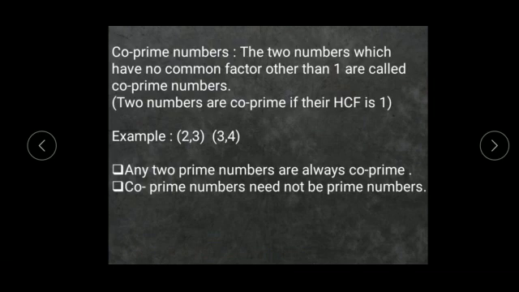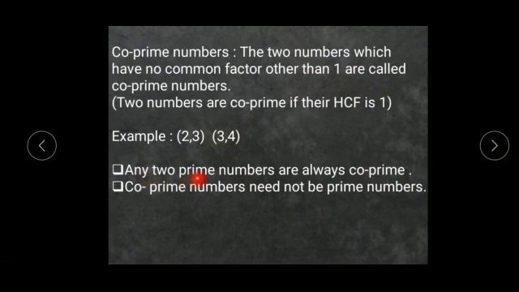Here we are going to learn about co-prime numbers. Now what are co-prime numbers? Co-prime numbers are those numbers which do not have any factor in common other than 1. For example, 2 and 3. 2 and 3 have only one factor in common, that is 1. Similarly for 3 and 4 also.